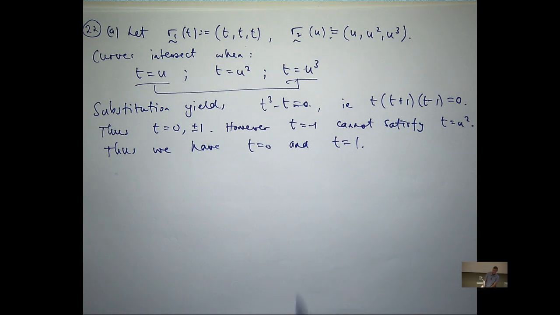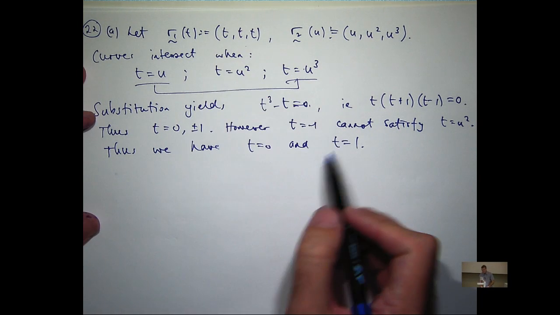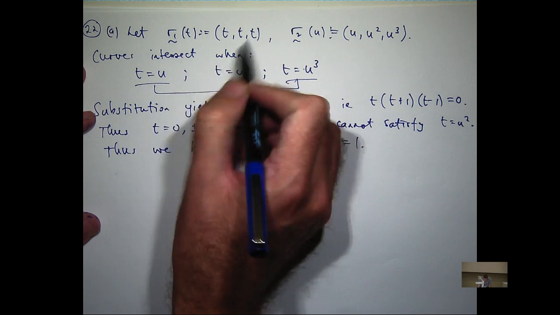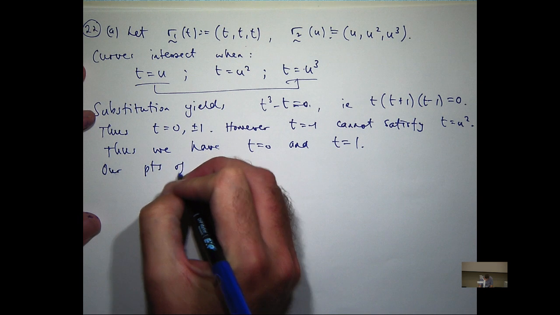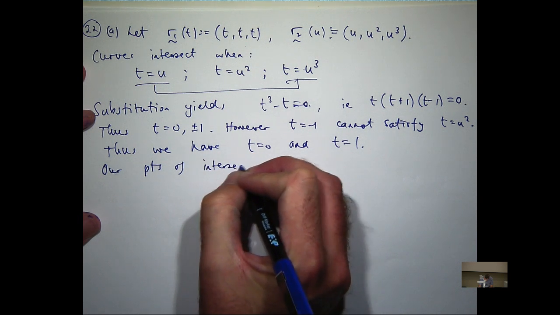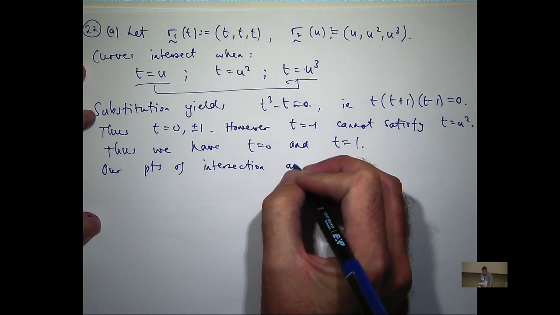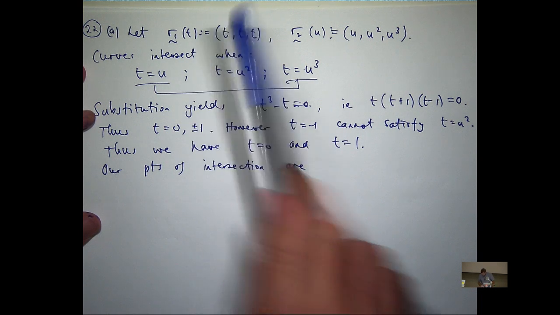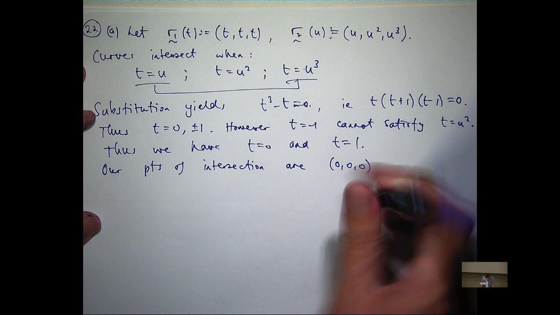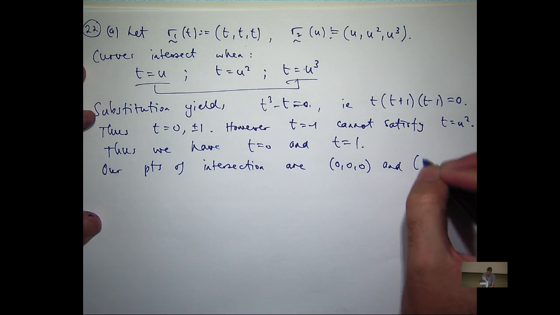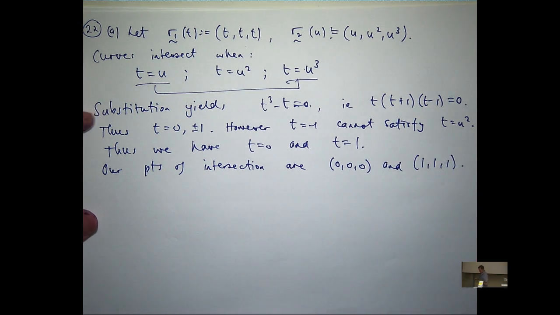So let's find the point of intersection associated with t equals 0 and t equals 1. Well, let's go up to here and put in t equals 0. We'll get 0, 0, 0. For t equals 1, we get 1, 1, 1.